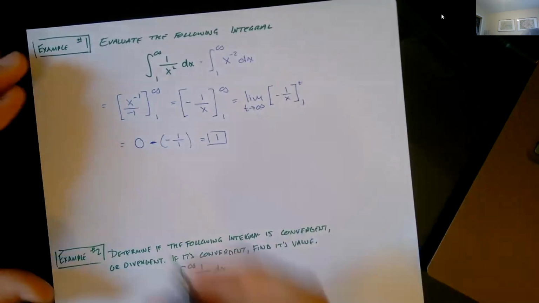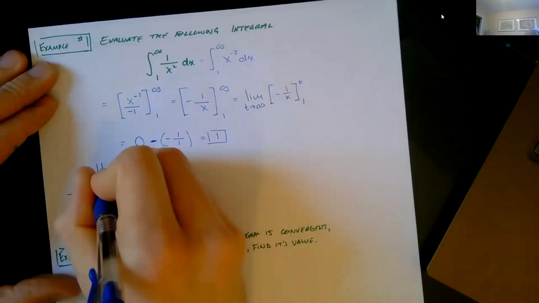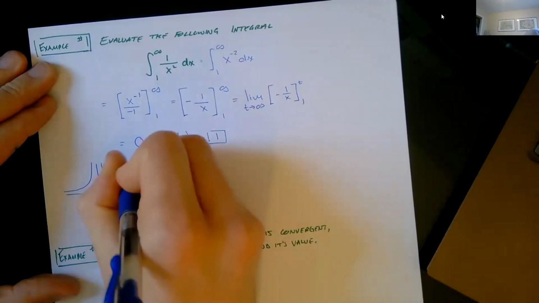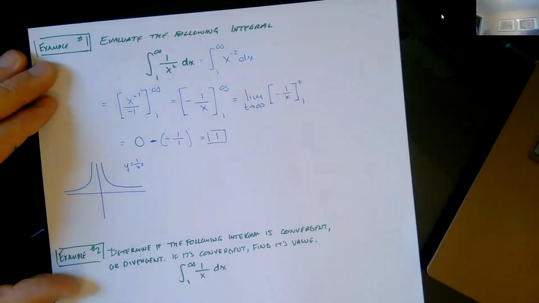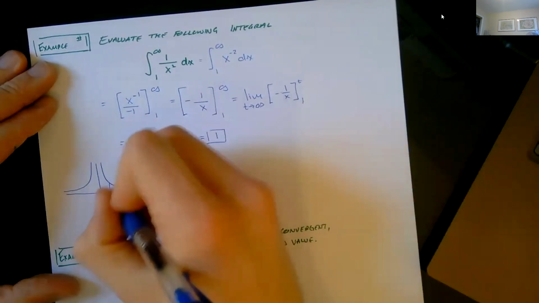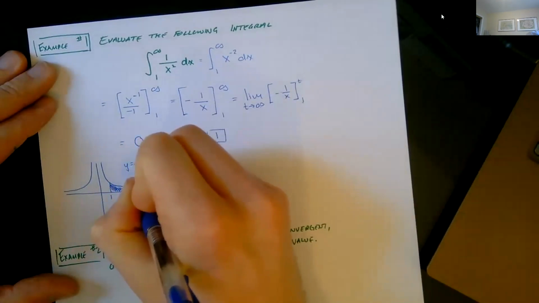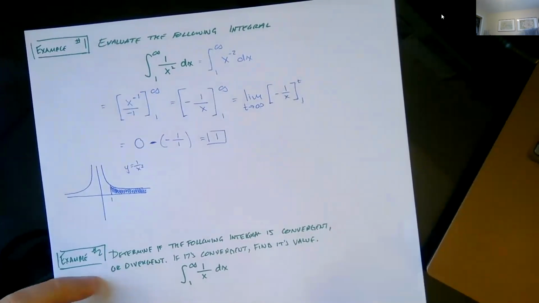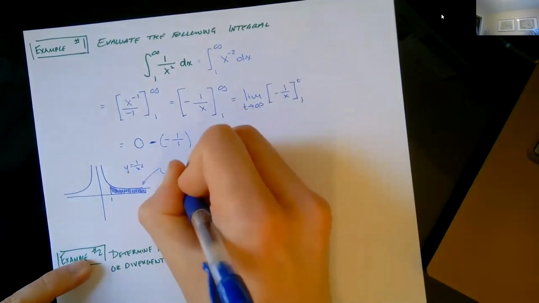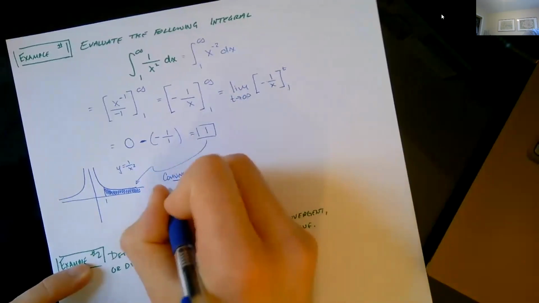Before we go much further, let's make sure we have a visual of what's happening here. So here's my graph, y equals 1 over x squared. We know our lower limit was 1, and then our upper limit was infinity. So effectively, we have this area that keeps growing and growing, and based off the work we've done, we can see that this converges to 1.